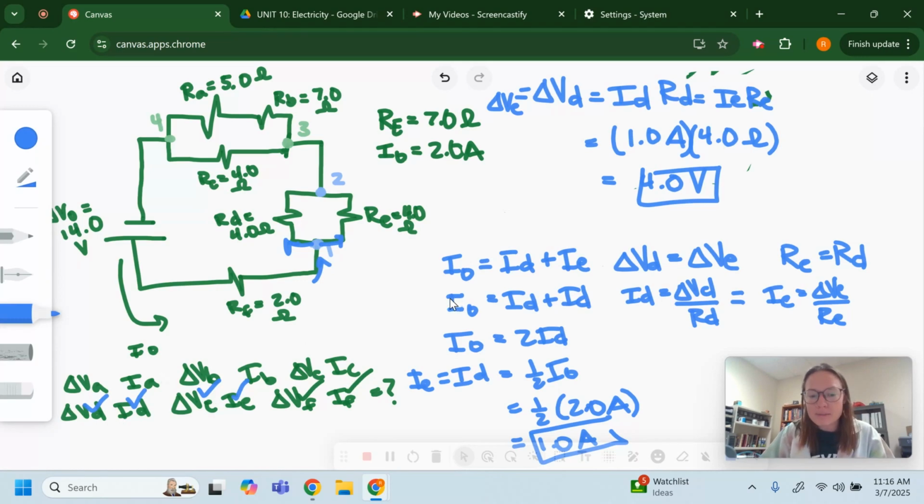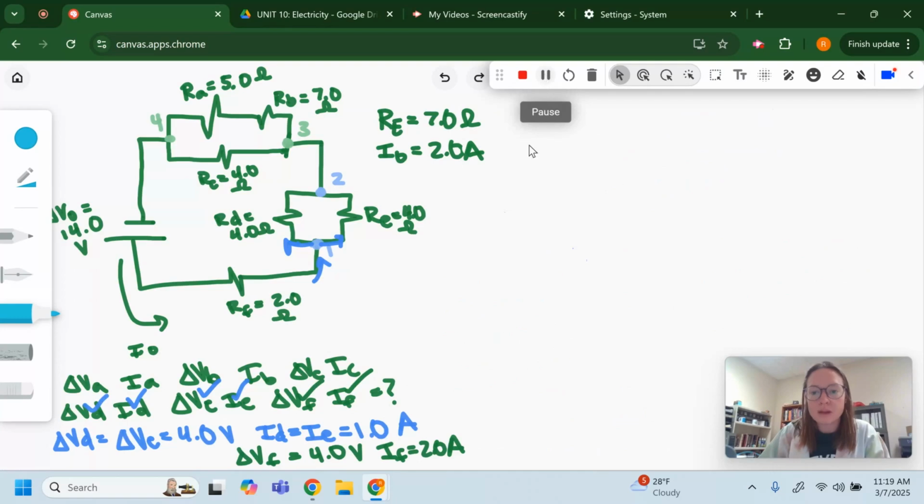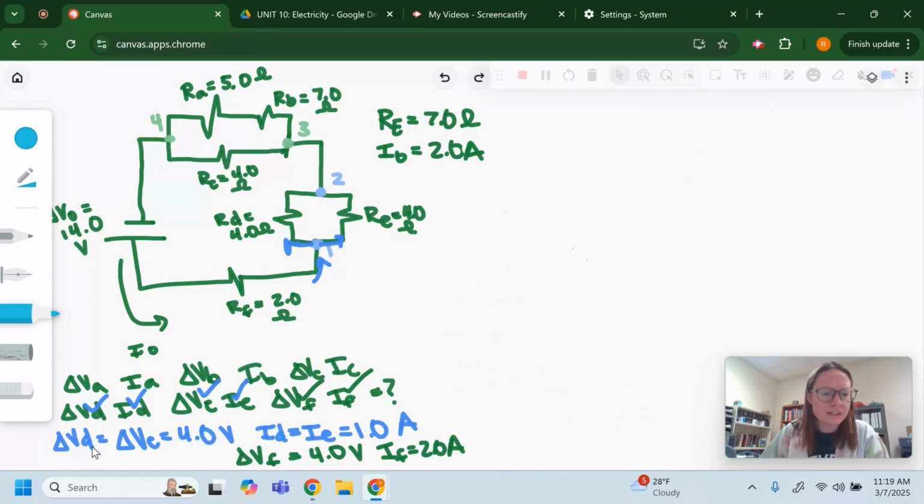I'm going to once again pause the video and erase some of my work. I'm going to write down the names of all the values that I found so far, and then we'll start working on the next part of the circuit. Okay, everything should be cleared out now. Here's a list of the things that I found. I found that delta VD equals delta VE, which is equal to 4 volts. I found ID and IE are both equal to 1 amp. I found delta VF is equal to 4 volts and IF is equal to 2 amps.